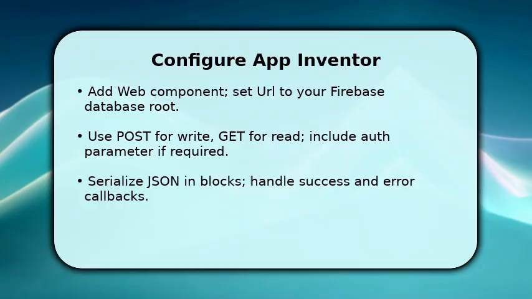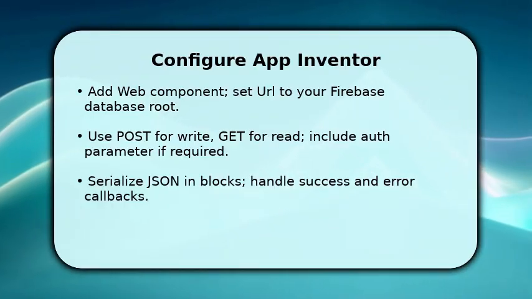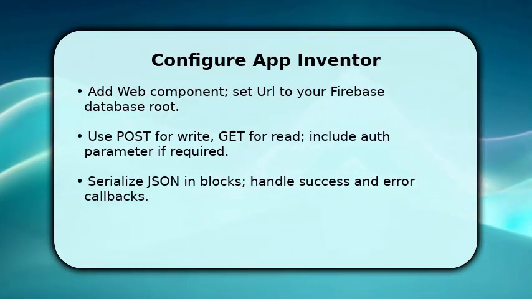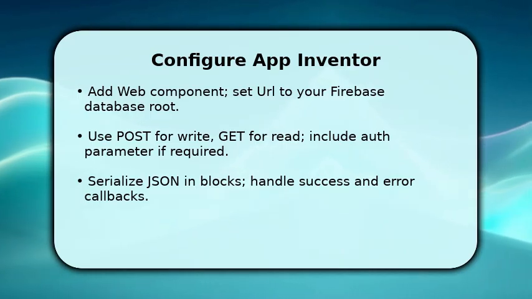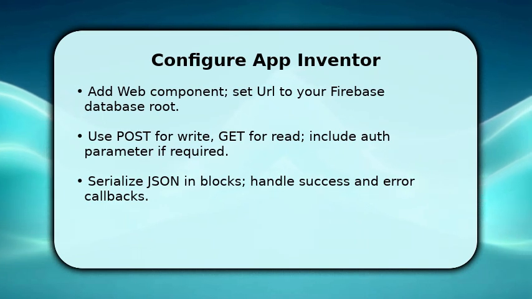Use the Web.GotText event to parse JSON and update the UI. Also wire Web.RequestHeaders for auth equals your API key if your rules require authentication. This lets you test securely.